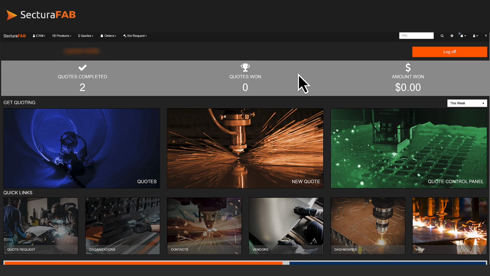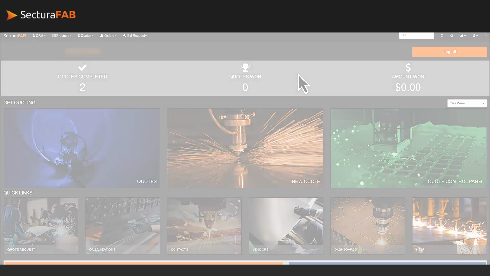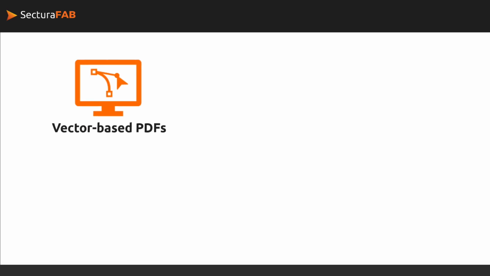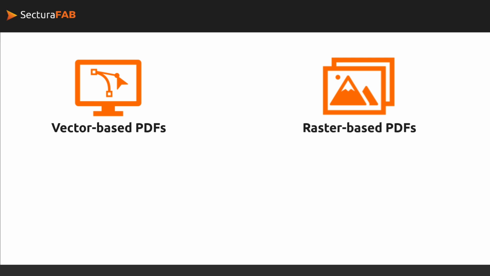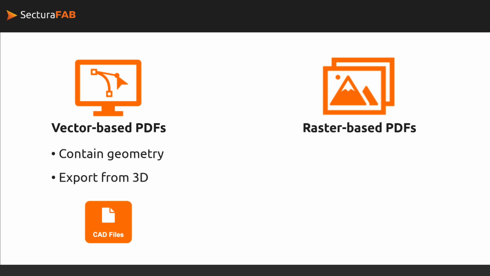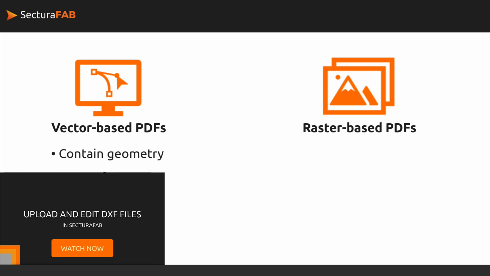The process to quote from PDF files in SecturaFAB differs for vector-based PDFs and raster-based PDFs. Vector PDFs contain geometry and are often the result of exporting from a 3D modeling software. Upload vector PDFs with the CAD Files button and follow the same steps you learned in the Upload and Edit DXF Files video.